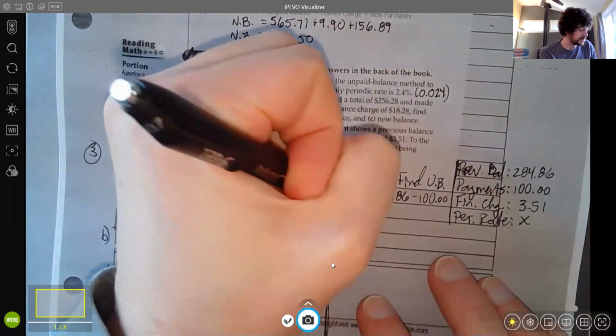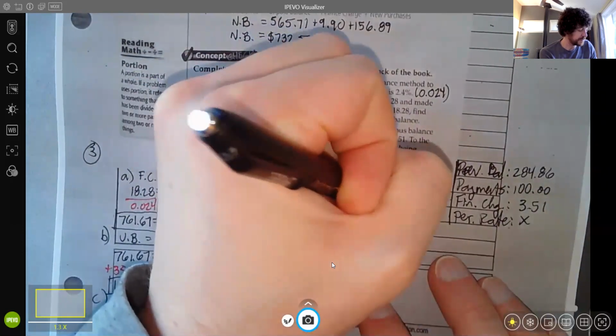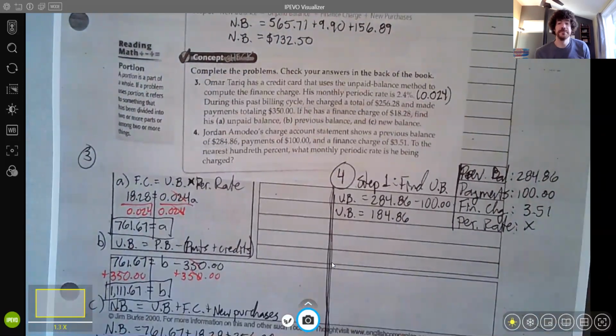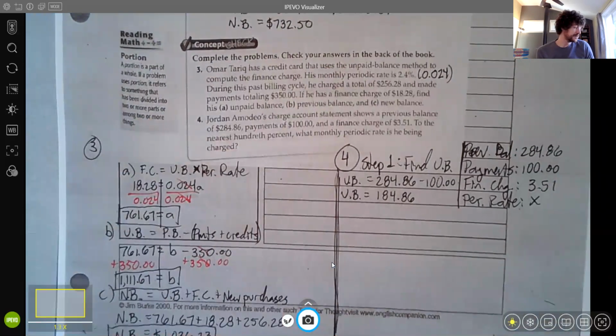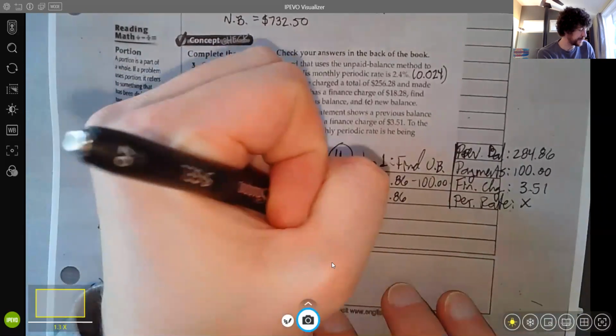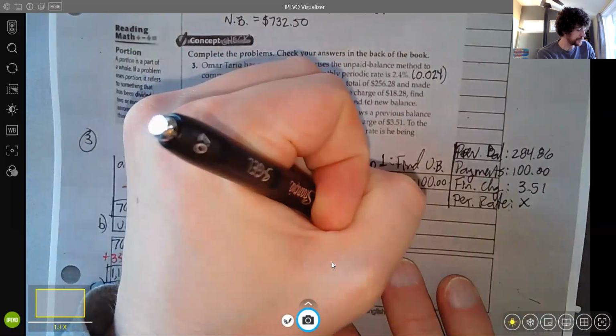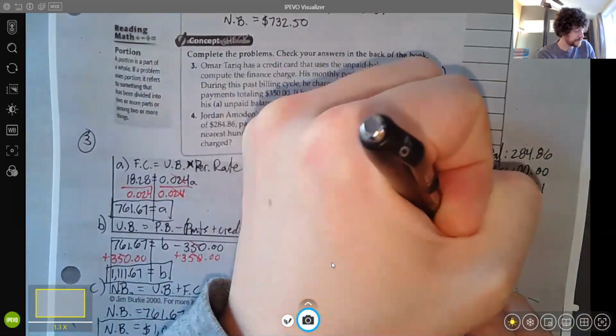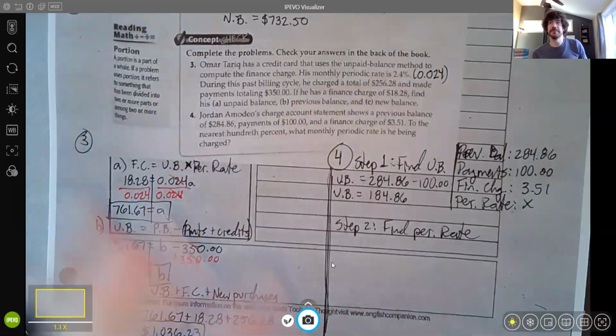So not bad. 184.86 for the unpaid balance. So from there, we can now figure out what the periodic rate is. So step two, find the periodic rate.